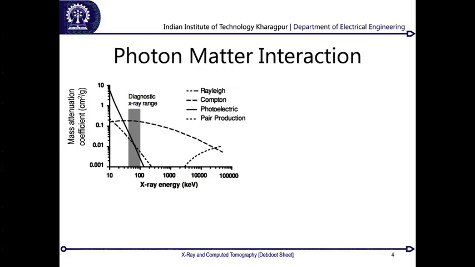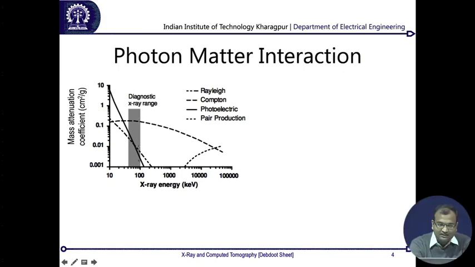If you look carefully, the diagnostic X-ray imaging range lies around 100 kilo electron volt. 50 to 100 kilo electron volt is the standard range for diagnostic X-ray imaging, in which the Rayleigh scattering effect is quite nominal and keeps decreasing. The photoelectric effect is also quite nominal and keeps decreasing, and the maximum effect is actually Compton scattering.